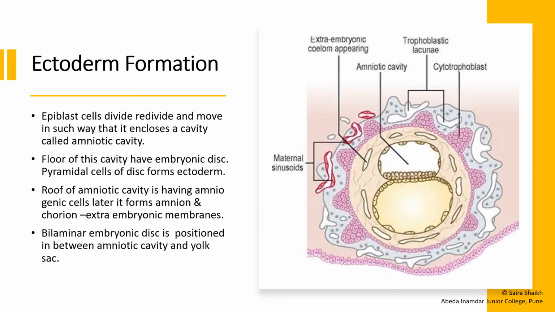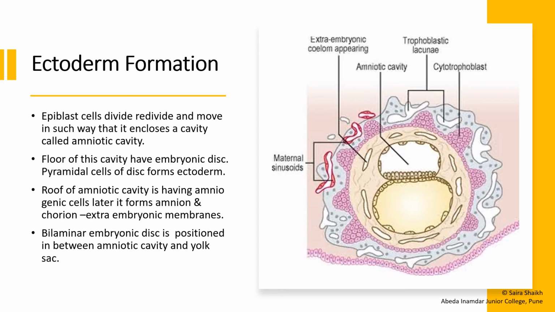Now we'll study how the ectoderm is formed in the embryo. The epiblast layer divides and redivides, and the cells get arranged and form a cavity. This cavity is called the amniotic cavity.